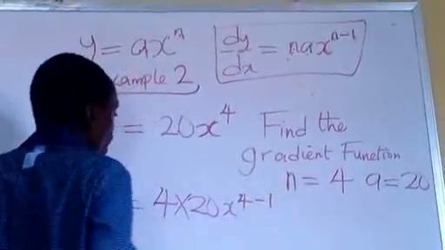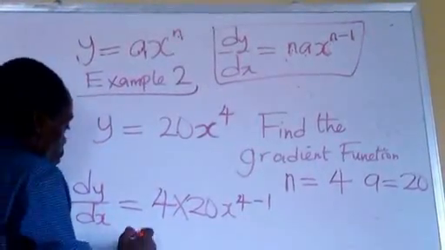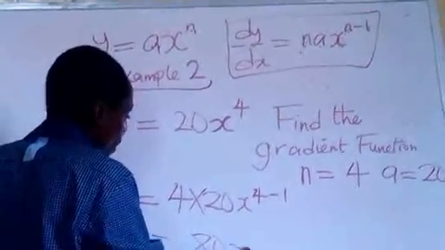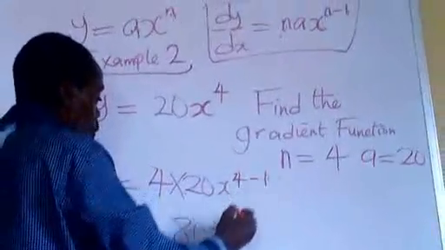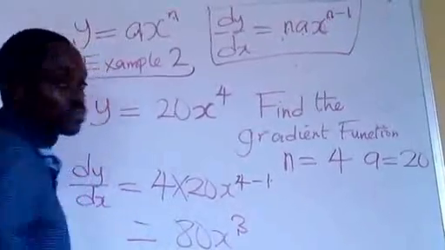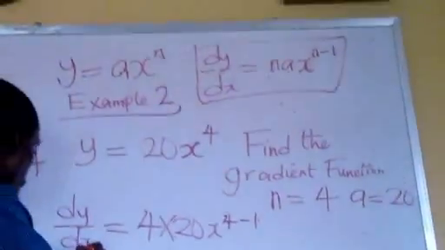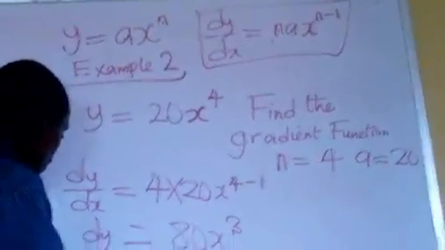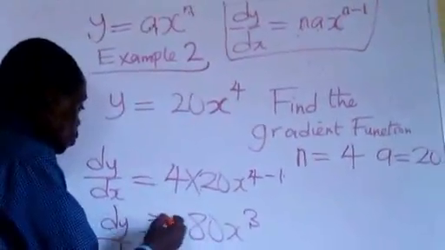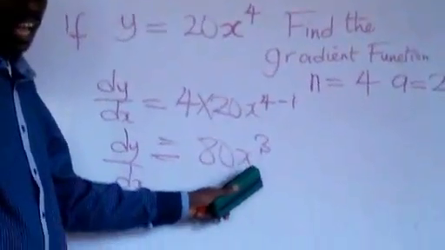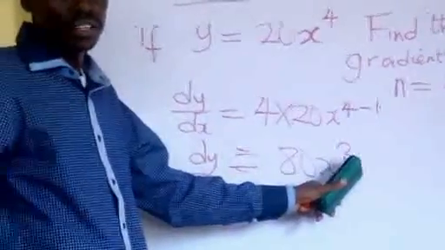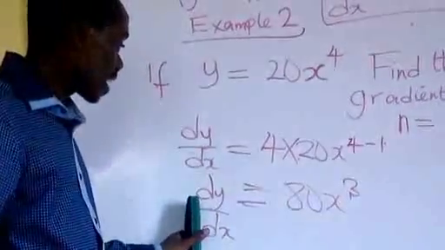4 times 20 is 80x. 4 minus 1 is what? 3. So our dy/dx is equal to 80x raised to power 3. Our dy/dx is equal to what? 80x raised to power 3.